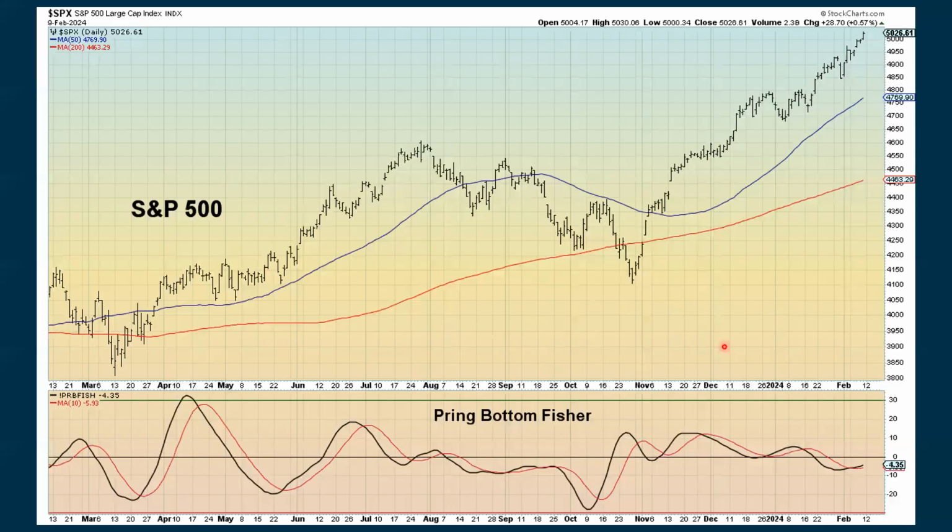This is the Pring bottom fisher, and it's actually trying to cross over positive. This is pretty good when we've really been going down and trying to set some kind of a bottom, and we hit and then start to go back up. This is pretty good at picking out those points. It's actually crossing over right now, but we're going up. So it's like this signal is pretty much irrelevant.